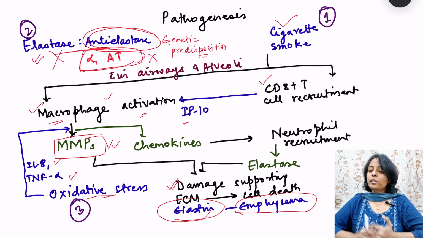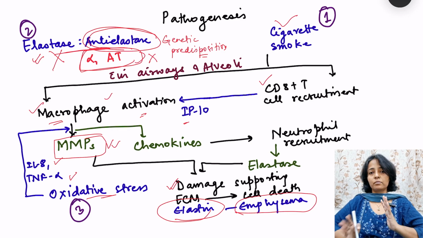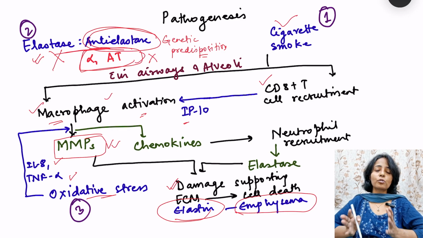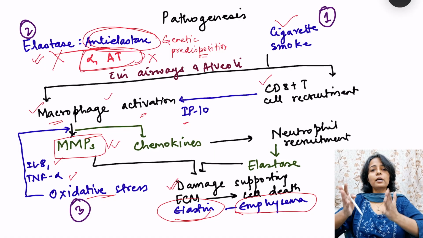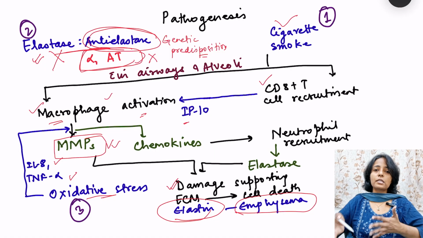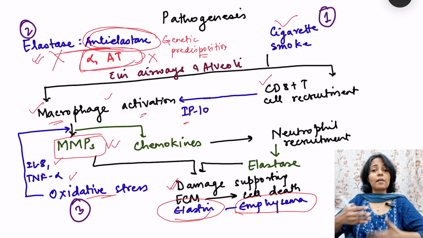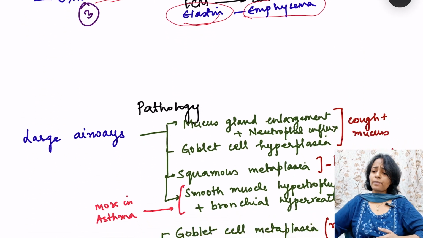Okay, now here I am talking mainly about the alveolar extracellular matrix damage, but this is also important for the inflammation in the airways. There also this ECM damage is going to take place. There will be chronic inflammation, that is recruitment of these macrophages and neutrophils, and hence there will be repair mechanisms also which will be started, which will ultimately lead to fibrosis.